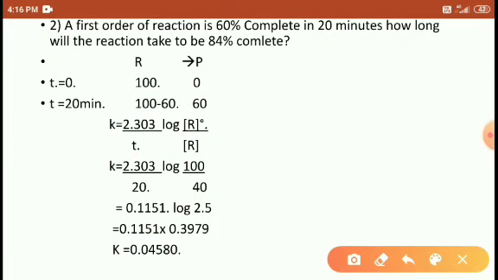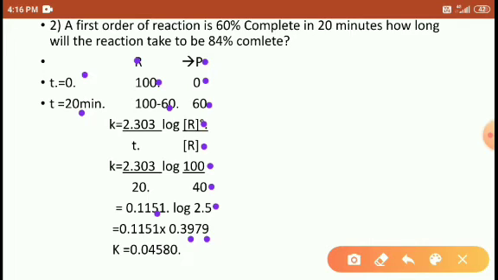So students, look here. Reactant turns into product. At T equal to 0, the initial concentration is 100 and product is 0. At the time 20 minutes, 60% of the reaction is completed, 60% turns into product, and 40% is left. So K is equal to 2.303 by t, log R naught by R. The R naught value is 100 and the R value is 40, because 100 minus 60 is 40. You divide this value and you get 2.5, and again multiply with the log value, 0.3979, log 2.5, right, students?